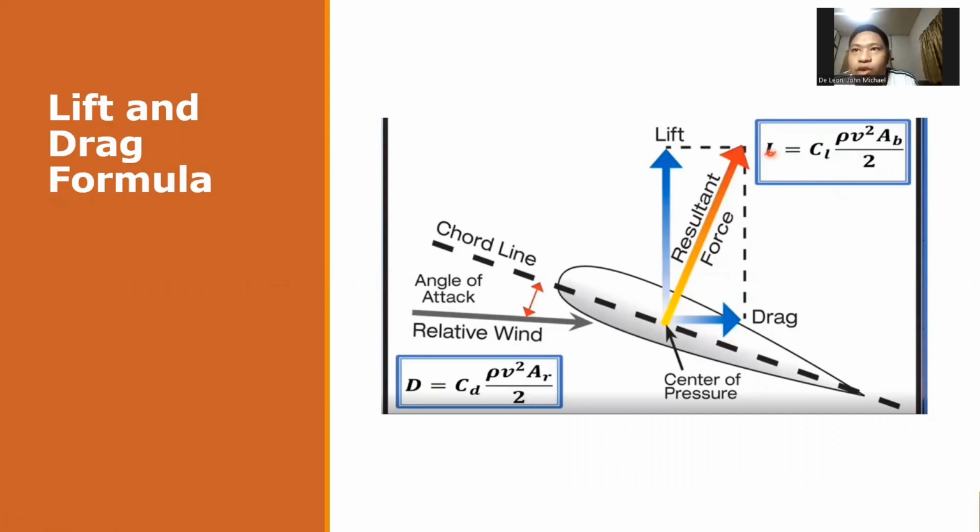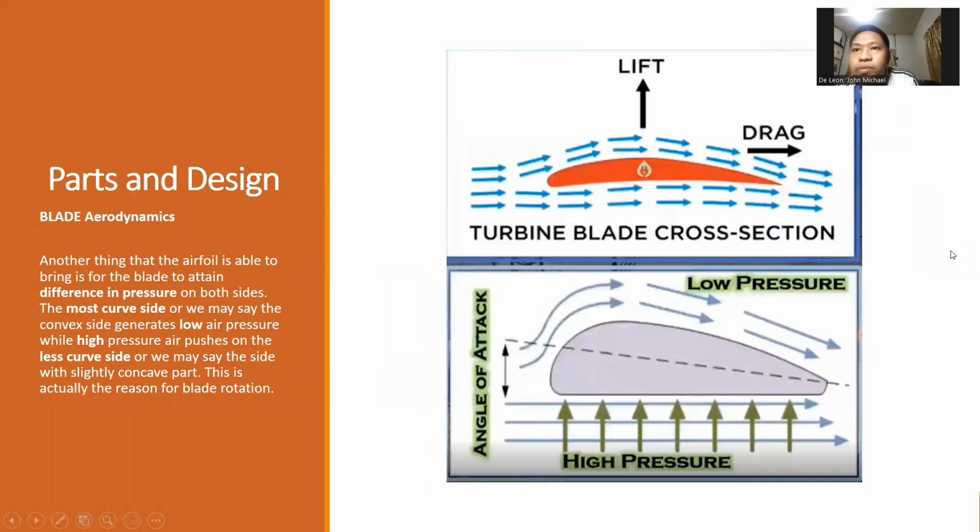Okay, lift and drag formula. Sa lift and drag formula, yung lift, yung formula dyan is coefficient of lift, CL, times wind density, yung rho, then wind velocity, V, and then area of the blade over 2. While yung isa naman is yung drag, sa baba, is coefficient of drag, times wind density ulit, then wind velocity, then reference area over 2. Okay, next.